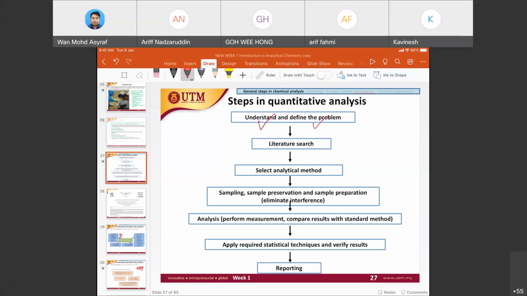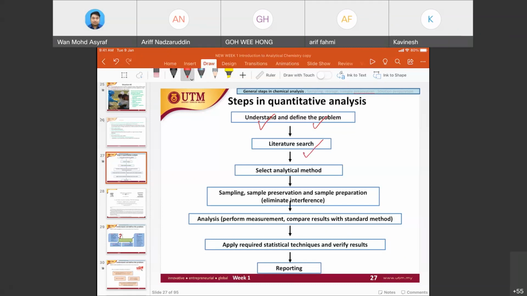Because if not, when you work later, your workload will increase. If you say okay, let's do both, we do quantitative and we do qualitative as well, then your workload will increase. So if you can understand and define the problem first, your work is much easier. Okay, and then you will need to do a literature search.